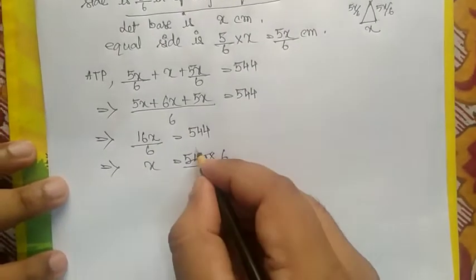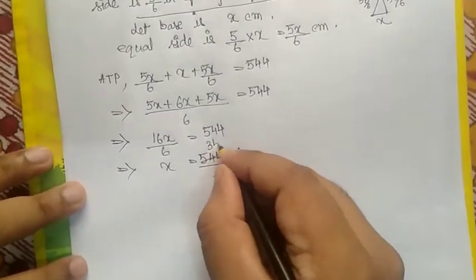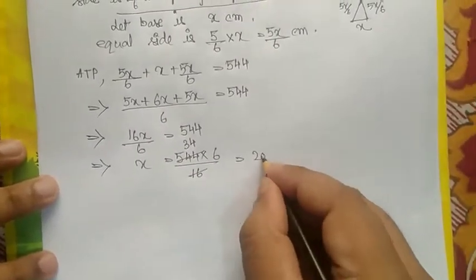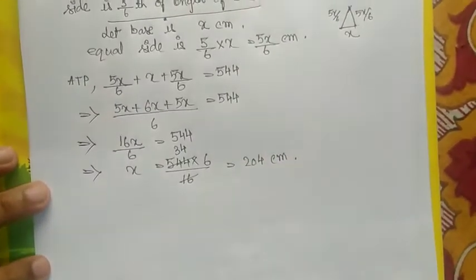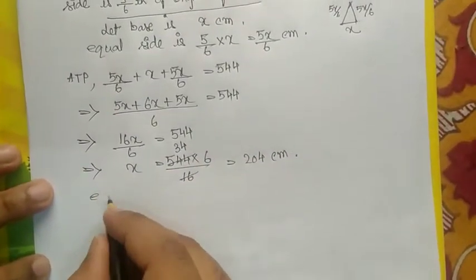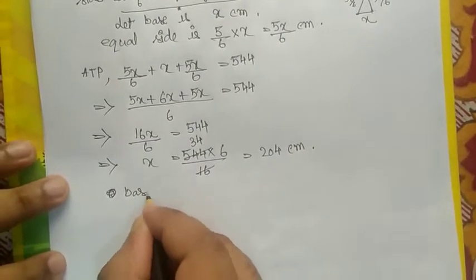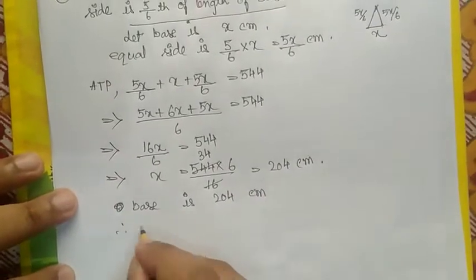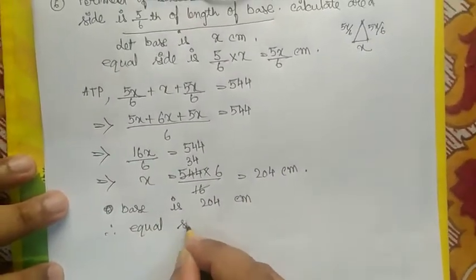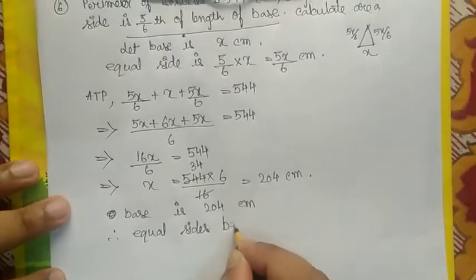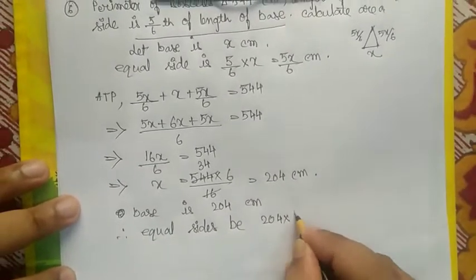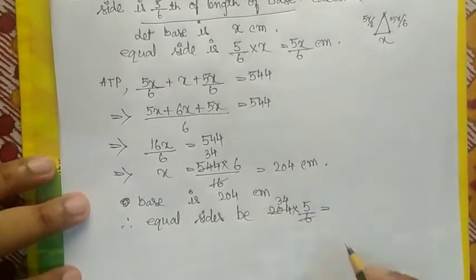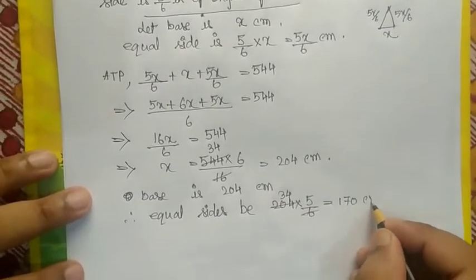Dividing 544 by 16 gives 34, so 34 into 6 means 204 centimeter. So the first side, the base, is 204 centimeter. Therefore the equal sides will be 204 into 5/6, equal to 34 into 5, 170 centimeter.